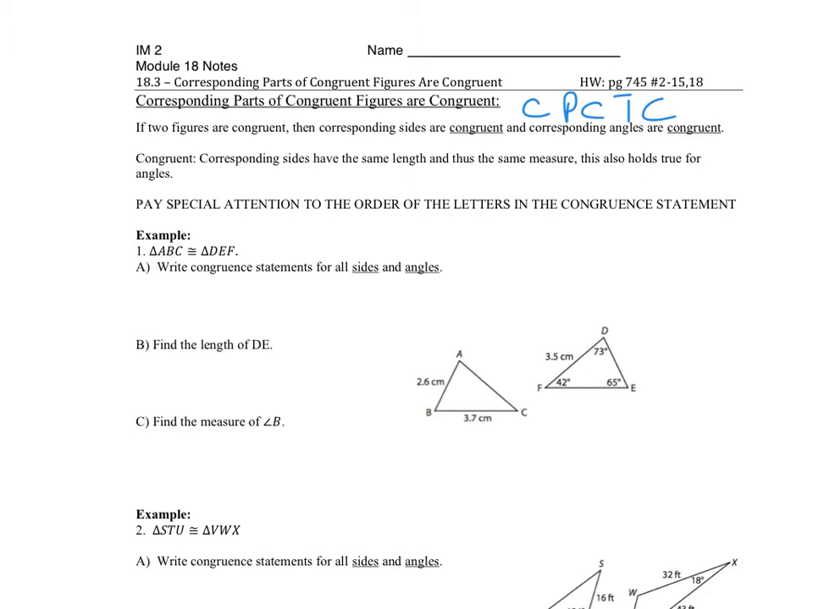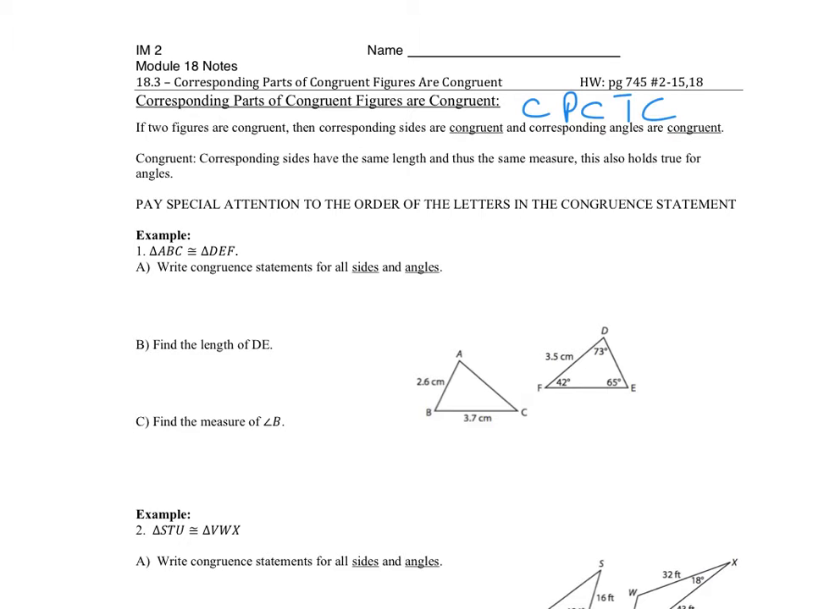All right. And basically what that states is if two figures are congruent, then corresponding sides are congruent and corresponding angles are congruent. Okay, so the parts that match up are congruent. And what congruent means, just a reminder, corresponding sides have the same length, and thus they have the same measure, the numerical value. Therefore, they are equal. Okay, and then the equal deals with actual numeric values. Congruent is just talking about this length that's unmeasured. This also holds true for angles as well.